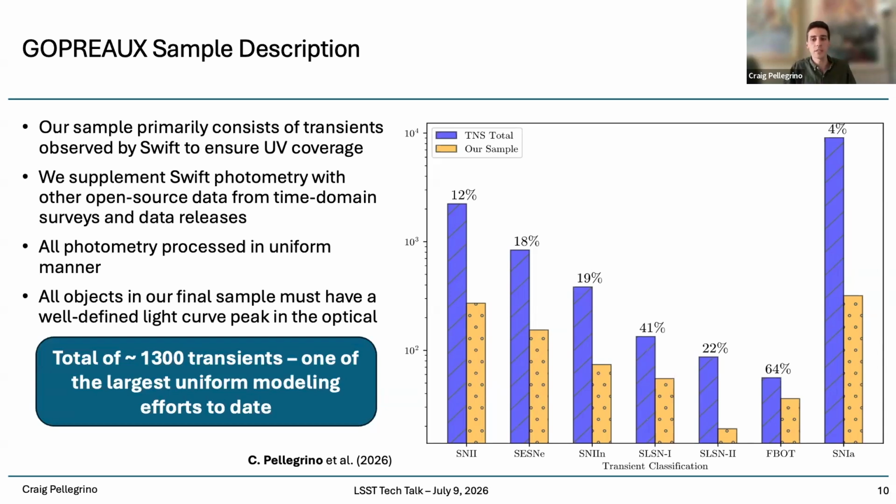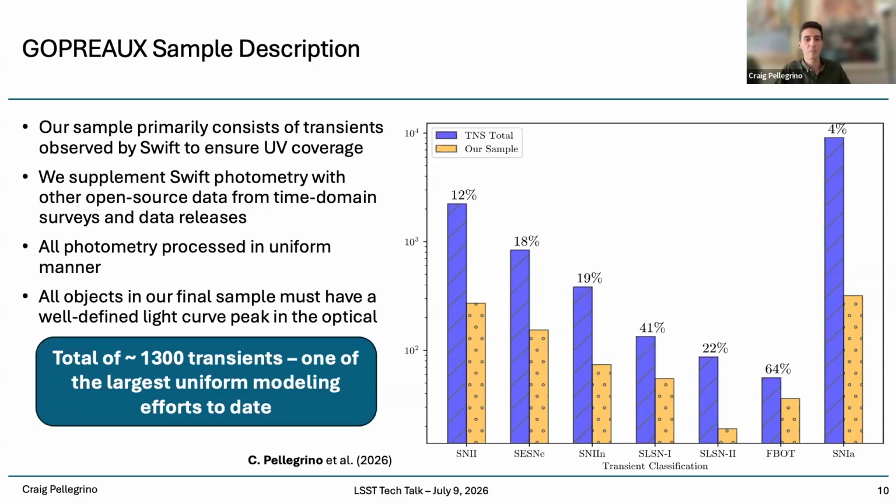We also supplement these data with any other data that we can get our hands on, basically. So anything from open source data releases from different collaborations, different time domain surveys such as ZTF, ATLAS, and ASAS-SN, as well as other data sources such as the Open Supernova Catalog, which is this sort of open source repository of archival supernova data. All of the Swift and the time domain survey data has been uniformly processed as part of this campaign. So we've written custom data reduction pipelines to uniformly process all of this photometry in order to reduce biases in the actual data reduction steps.